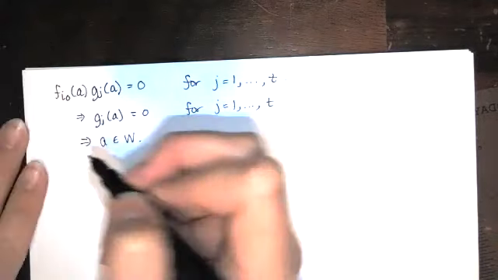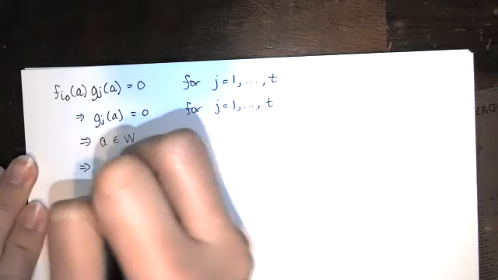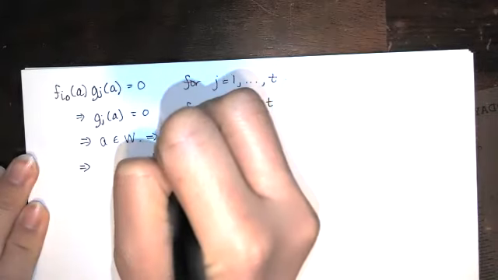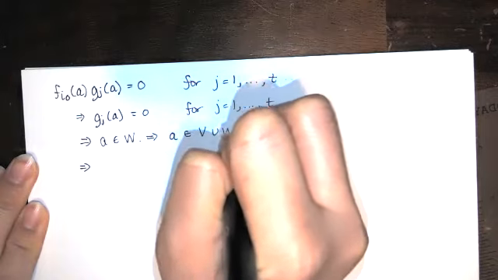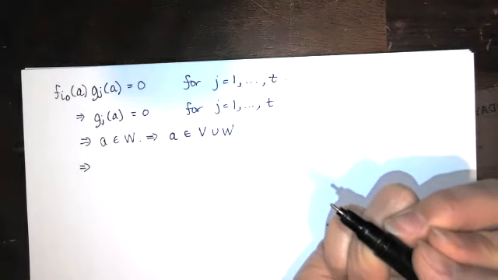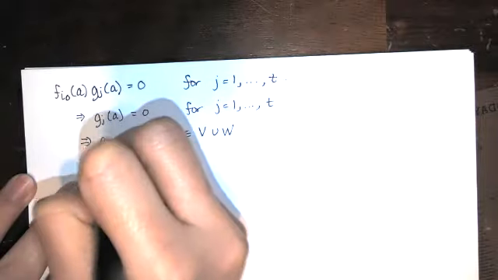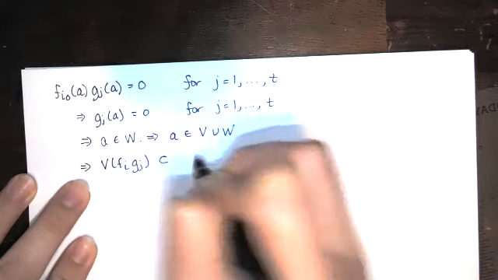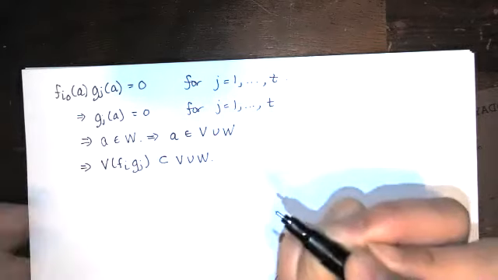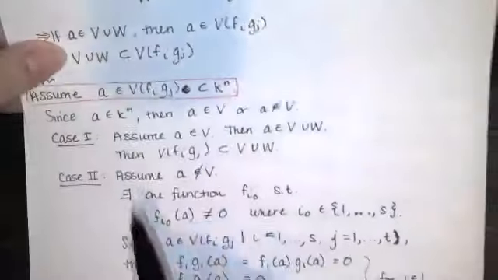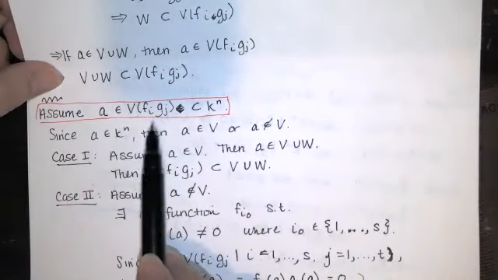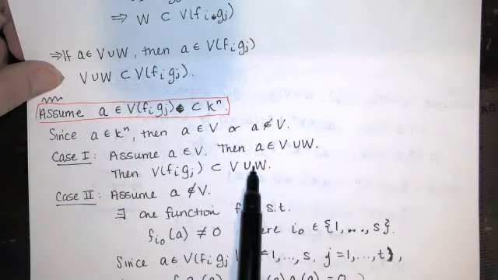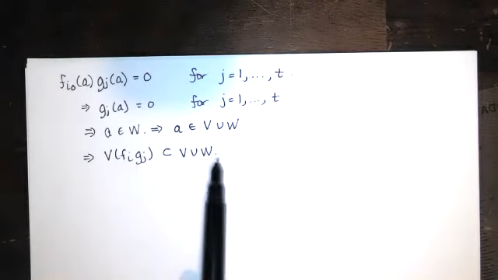So that means since A is in W, A is definitely in this union of W and V, because that's the definition of a union. So that means in that case, this set is a subset of the union of V and W. So we've shown that if we belong to this set and A is in V, well then this inclusion holds. And then we said if A is not in V, then it turns out that A is in W, so this inclusion holds.